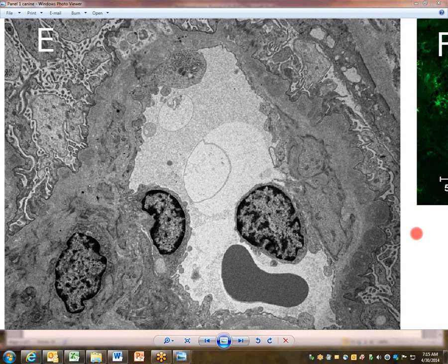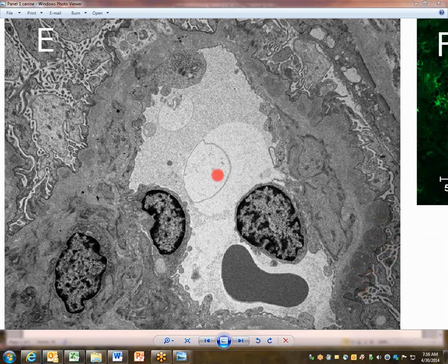In the center of the screen is a capillary lumen. We have two endothelial cells, and you can appreciate the basement membrane, which is kind of irregularly thickened. Then subjacent to that are whorls or granular deposits of a more electron-dense material that's swirling. Right here. Yeah. So that's what I was interpreting as the lesion of interest.